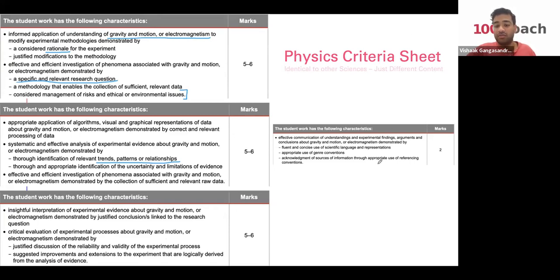And then obviously in the communication, effective communication. If you have any questions, feel free to send it to that email, but this is like the main points.